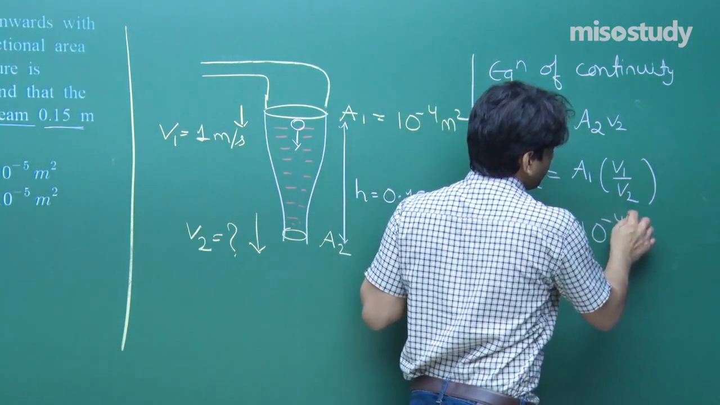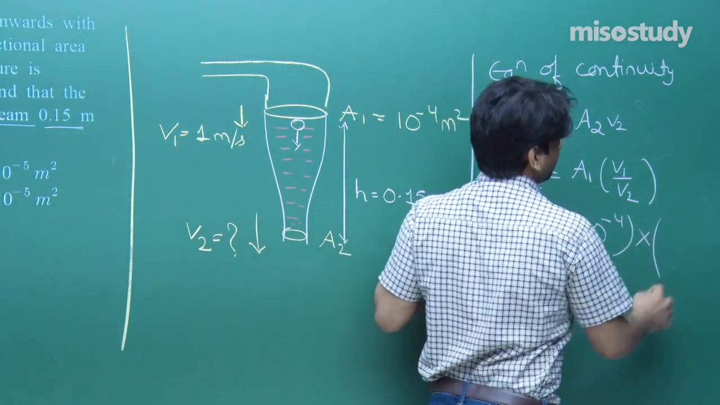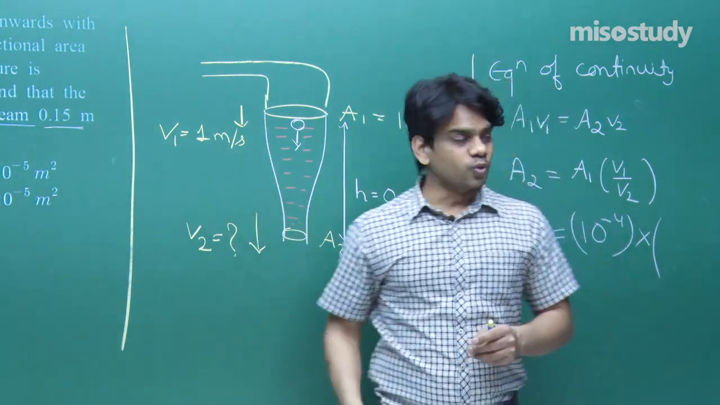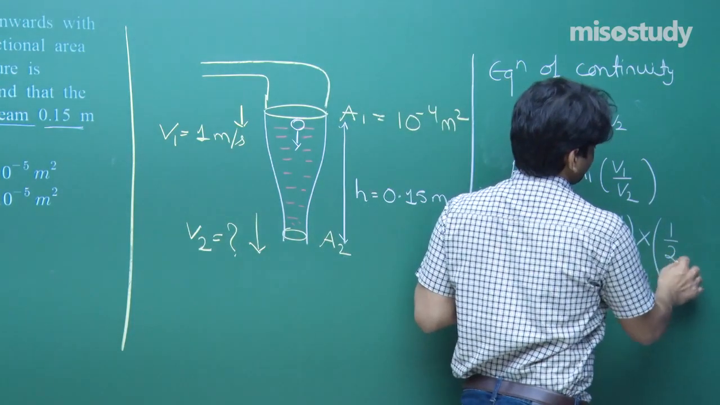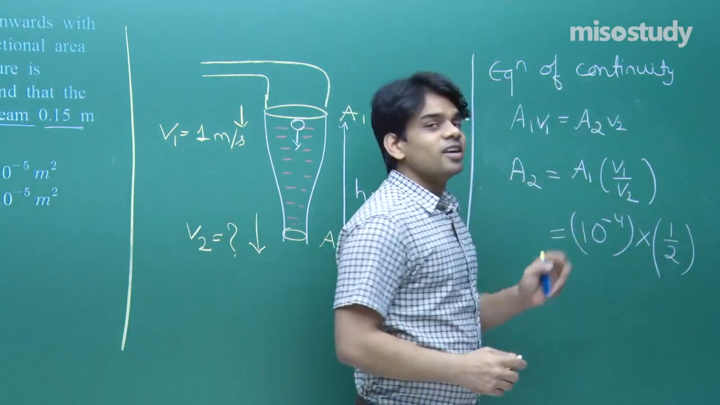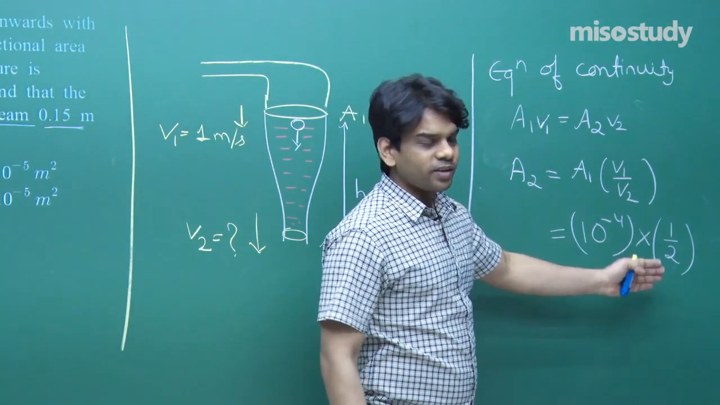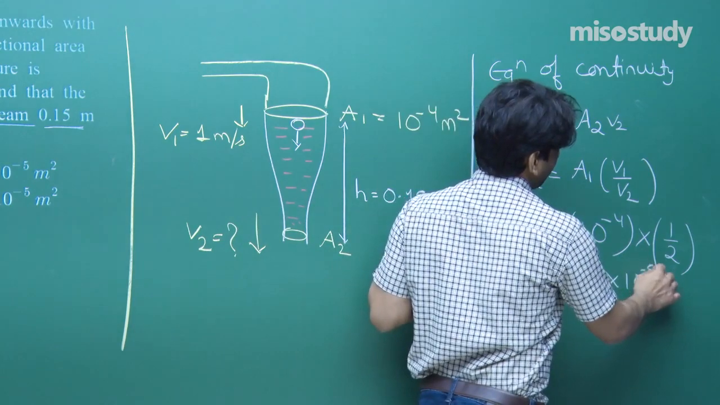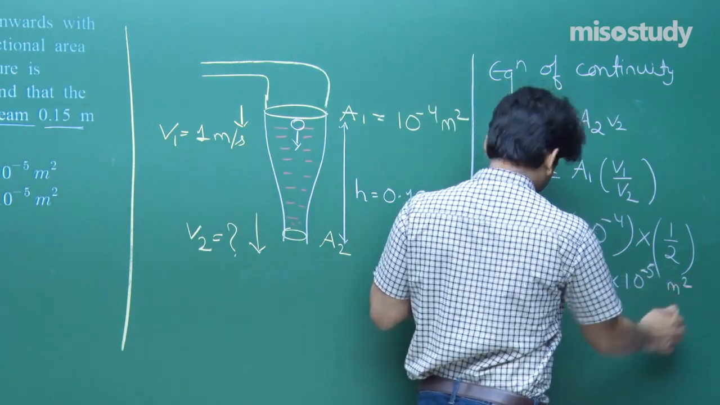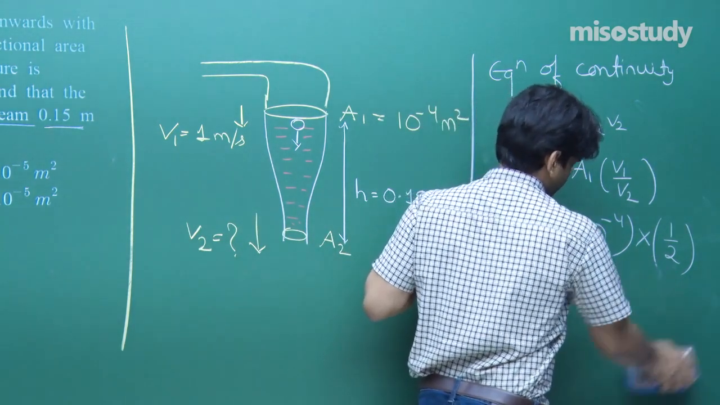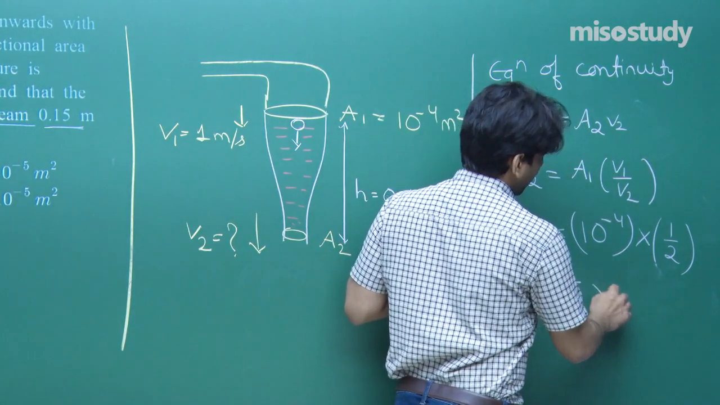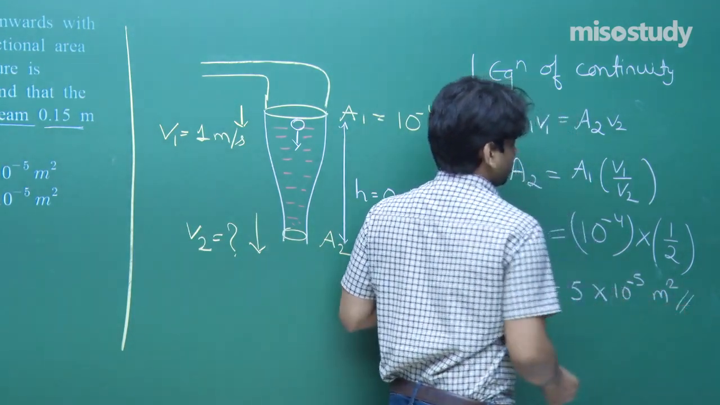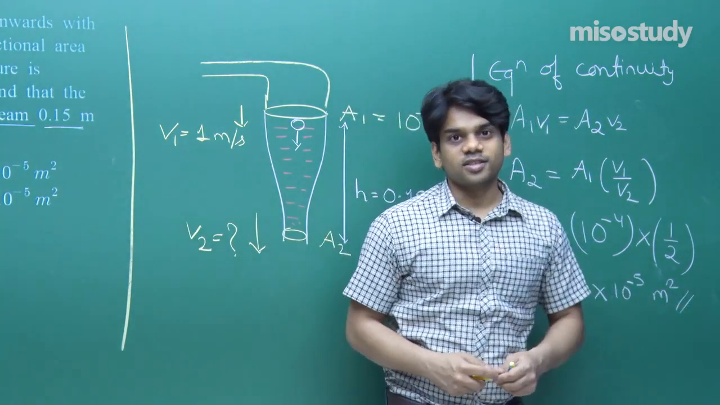10 to the power minus 4 square meter. Let's put the unit at the end. V1 by V2: V1 is 1, V2 is 2. So 1 by 2 is what we are going to obtain. So this will be equal to 0.5. So 0.5 into 10 to the power minus 4, or we can write 5 into 10 to the power minus 5 square meter. This is what we are going to obtain in this case. This is the value of area.